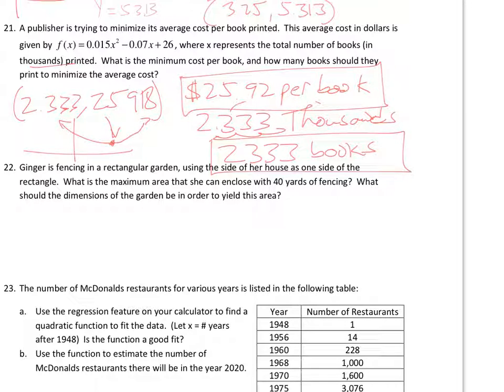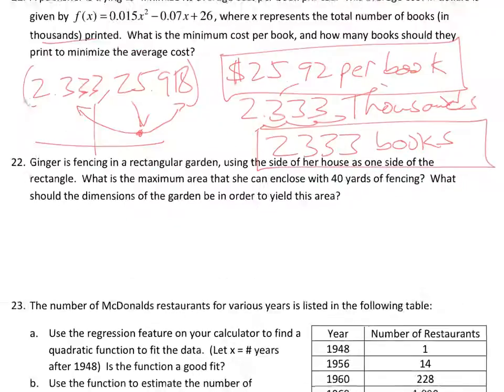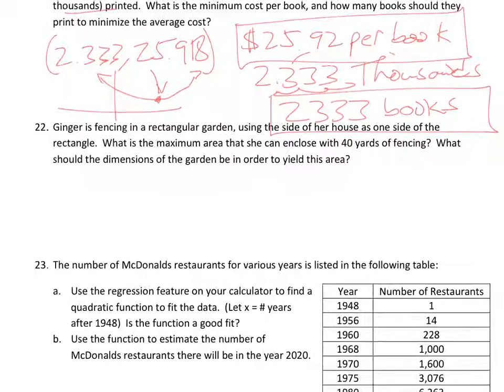All right, we'll do one more. I'm going to skip the regression one for right now. This fence problem, here's the idea of this type of problem. Ginger's fencing a rectangular garden using one side of her house. So here's her house. Okay, here's her little door to her house, and here's her little window, and so forth. She's got her house, and next to her house, she's going to fence a rectangular garden, all right? And we want to know the maximum area if we have 40 yards of fencing.